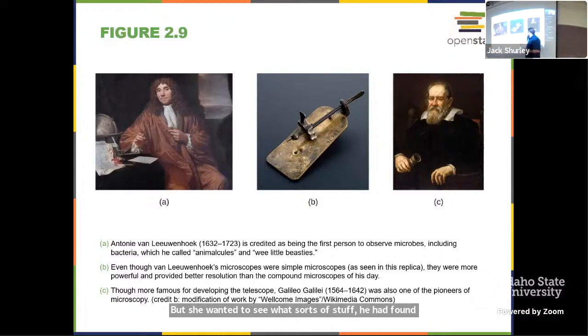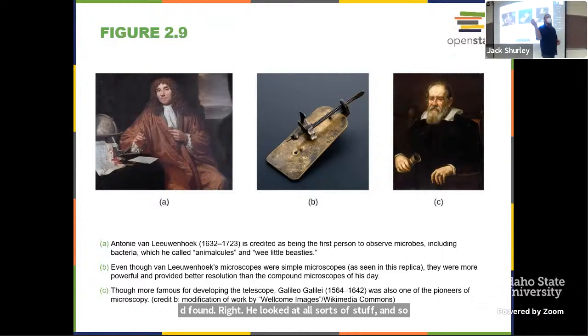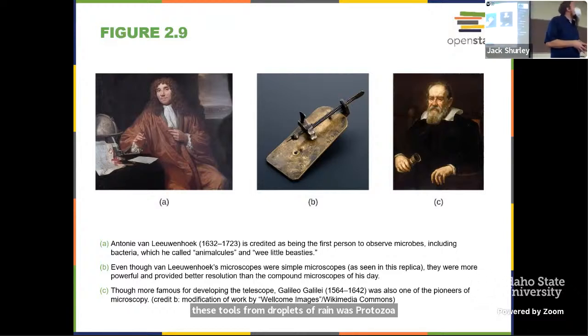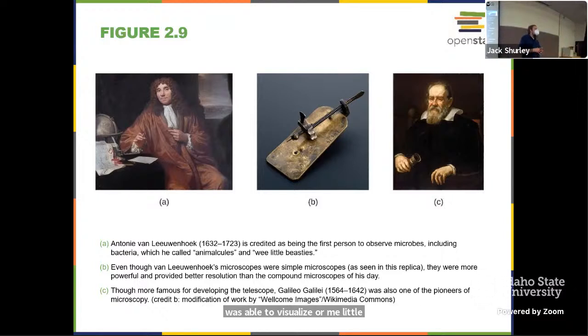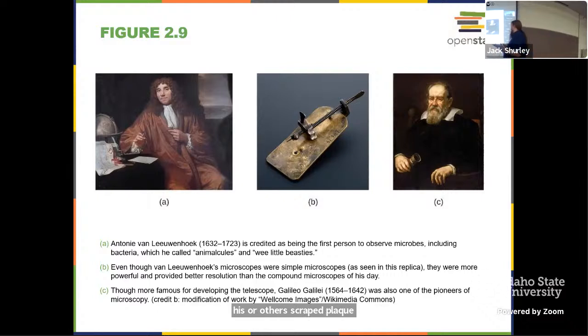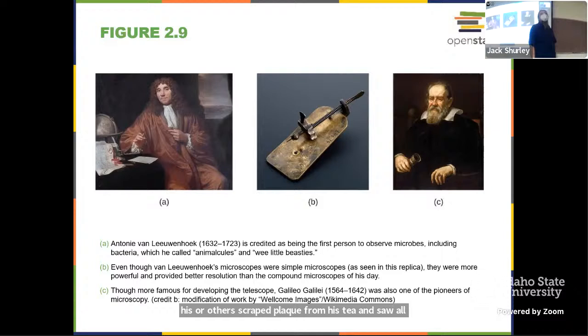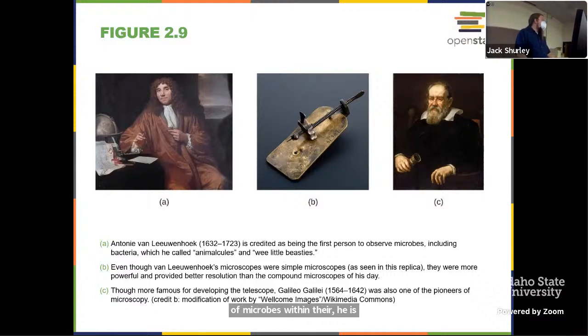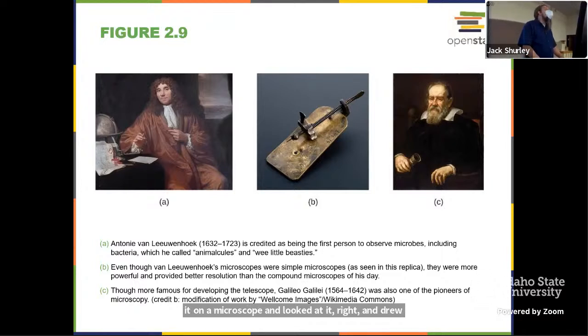He looked at all sorts of stuff and saw these animalcules from droplets of rain, with protozoa that he was able to visualize, or wee little beasties, these crazy, again, protists for the most part. Any sorts of bodily fluids and secretions he looked at, his or others. He scraped plaque from his teeth and saw all sorts of things, probably the beasties, right? All sorts of microbes within there. He described Giardia, which is an intestinal protozoal parasite. He collected his own diarrheic stool, slapped it on a microscope and looked at it, all right? And drew some pretty impressive pictures, all sorts of stuff that he was able to see and describe.